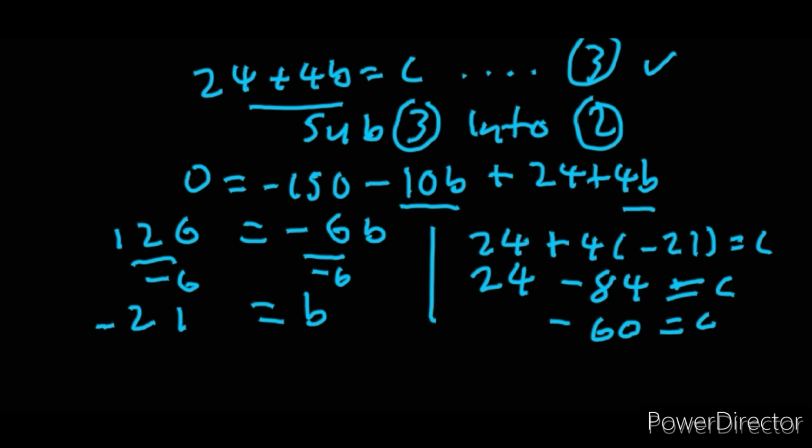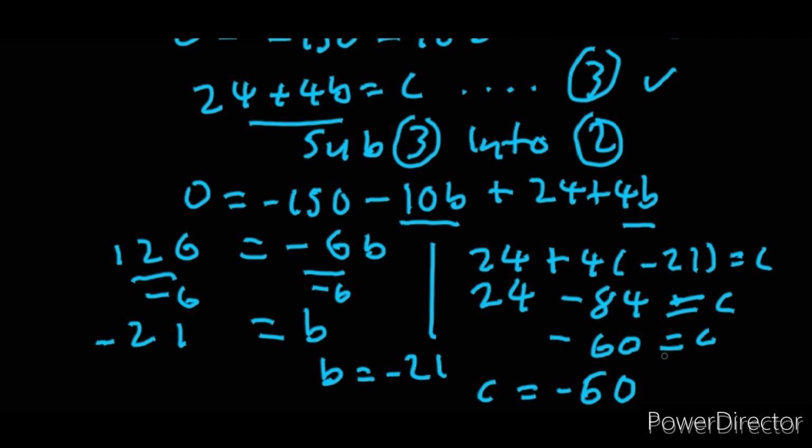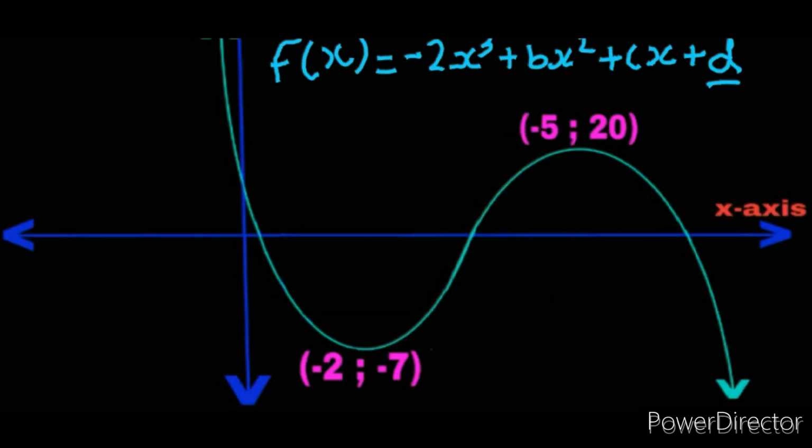So we've got b and c, but we didn't yet get d. So we need to get d. So far, we found out that b is equal to negative 21. Therefore, c is equal to negative 60. So we need to find d. We have found our b, we have found our c. So how do we find d?